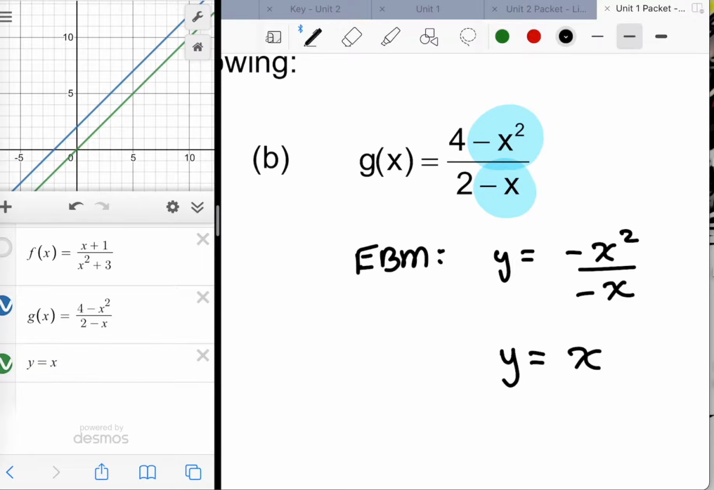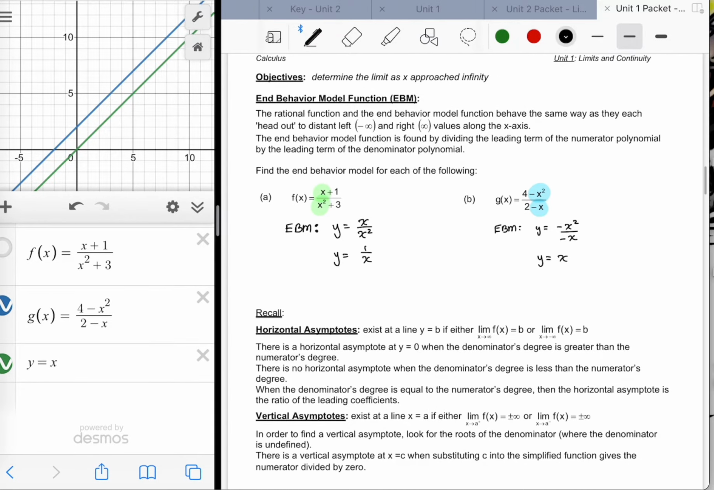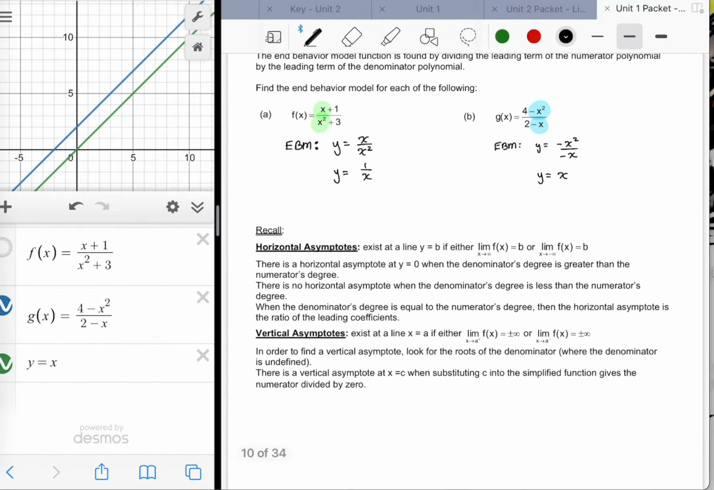If you could ever get to a y value of positive infinity, that's where they would be going. All right. So this end behavior model could be used to find asymptotes, horizontal asymptotes. It could also be used to find what we call infinite limits. All right. I put the recall there, just a little refresher on how you find horizontal and vertical asymptotes. Definitely take a look at those if it's not fresh in your mind.